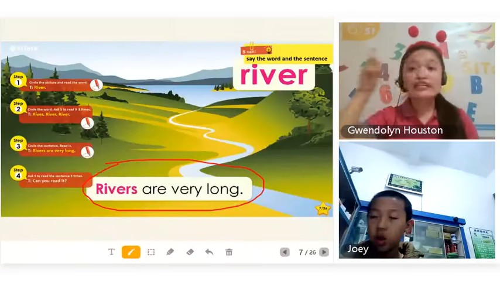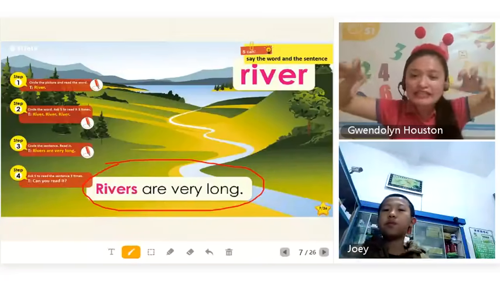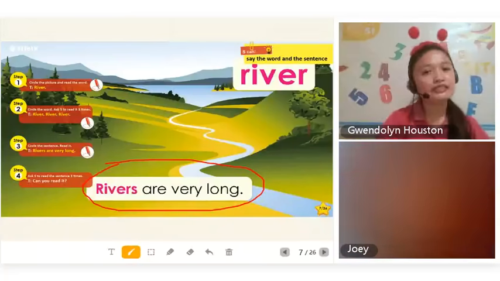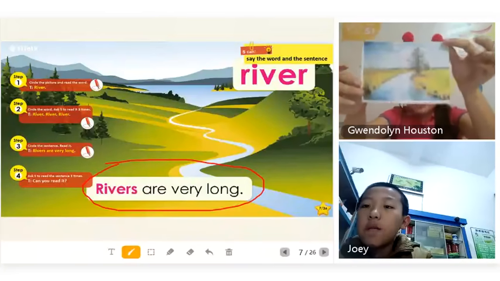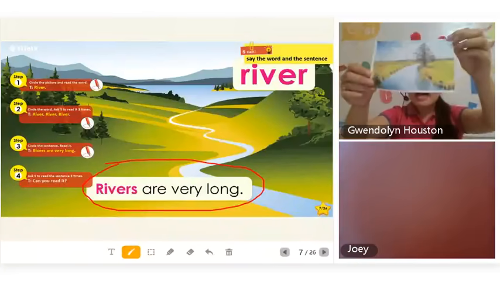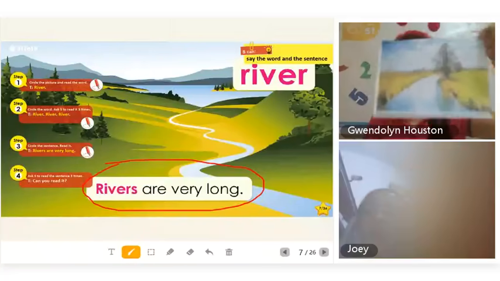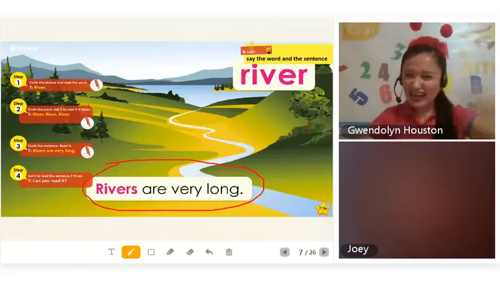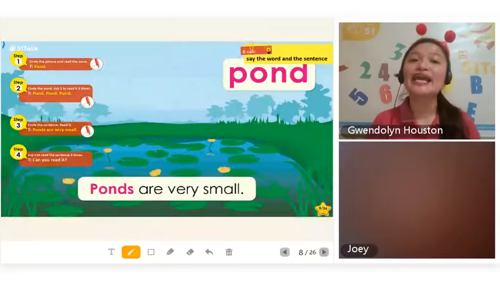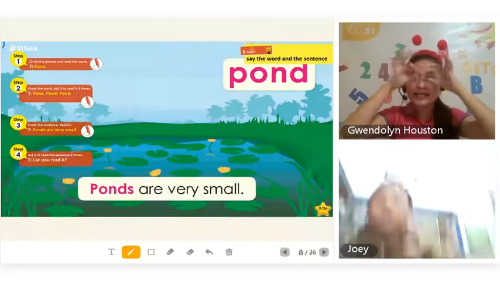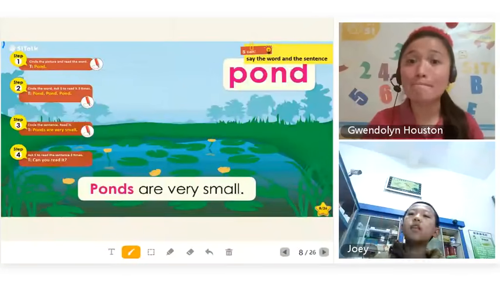It is not salty. It is tap water and it has grasses and trees around it. So here is an example of a river. So this is a river. Yes, this is an example. Very good, Joey. This is a river. Yay! Now let's go to the next page. In here, Joey, what can you see? What's in there? Yes, there is a pond.